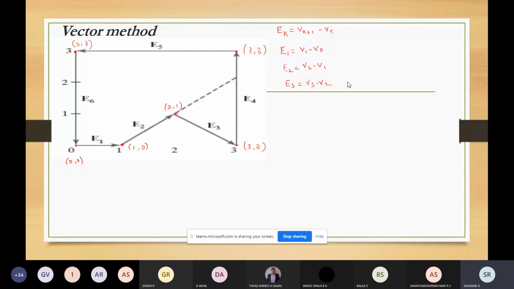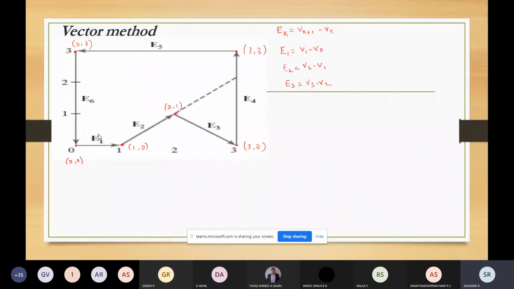Whenever you are finding the difference for the edge vector, the z component will be taken as 0. Some disturbance is there. First, we should find the edges. Since we are considering the x and y plane, the z component will be 0.